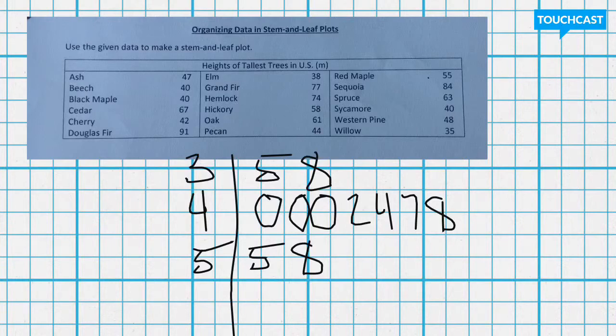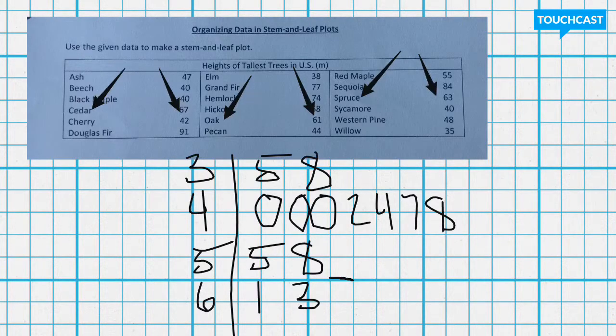I see that the cedar tree has a height of 67, the oak tree has a height of 61, and the spruce tree has a height of 63. So we are going to put a 6 in our stem, followed by a 1, 3, and a 7. Now let's look at the 70s.